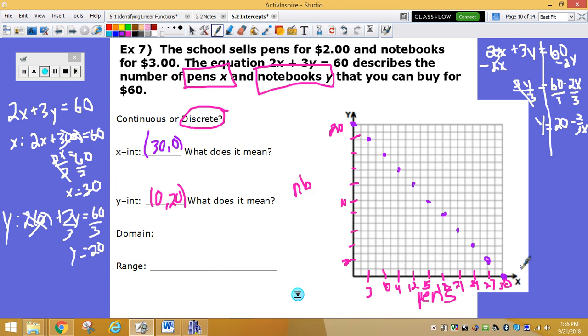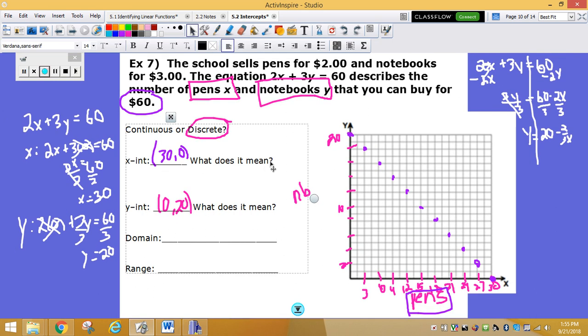Let's start with the x-intercept down here at 30. What am I talking about? It's written right here. I'm talking about pens. So how can I use 30 in pens, and we need to use this $60 somehow. So think of a statement. What could we write? Again, it doesn't have to be word for word what I'm about to type, but somewhere along these lines. You can buy 30 pens for $60. That's what the x-intercept means.